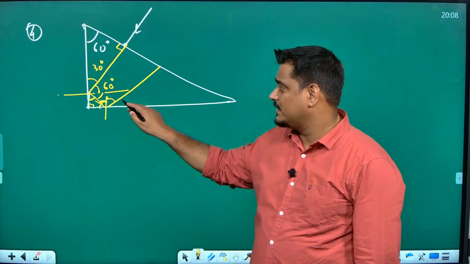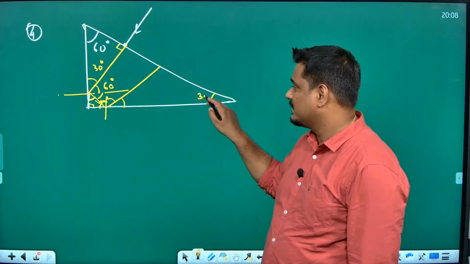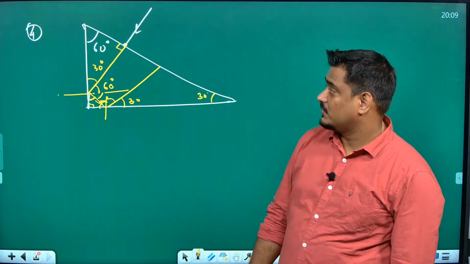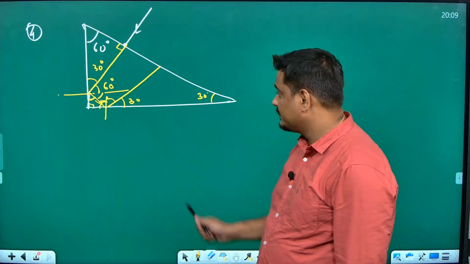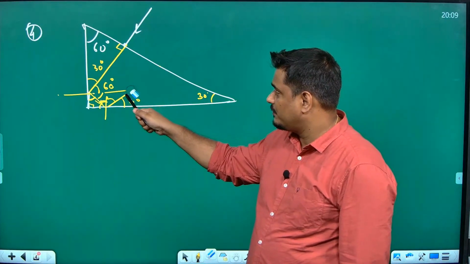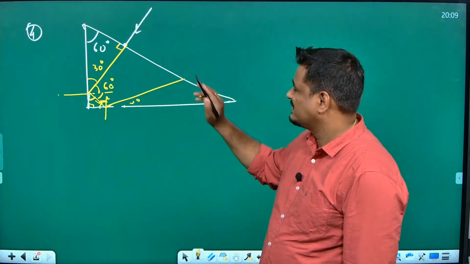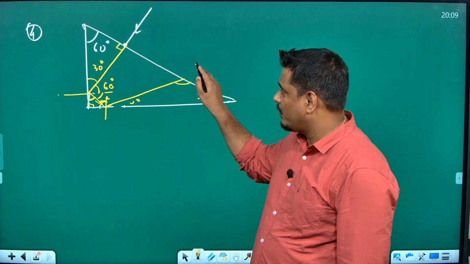This will be 60, this will be 30, 30 and 30. How much is that? 30 and 30 is 60. So, what is remaining? So, it means that I have drawn a little wrongly. It should have been more like this, isn't it? Then only it will become 120. If it is 120, I will draw the normal.